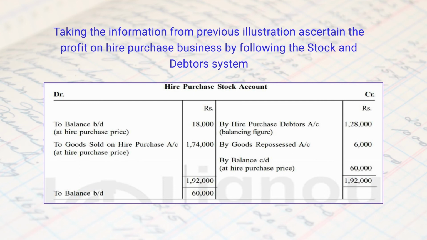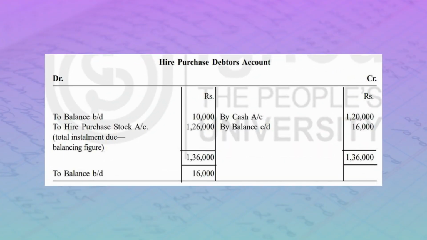This is the amount which we have calculated from the hire purchase stock account. Now this is the balancing figure. Next, the hire purchase debtors account. Hire purchase debtors to balance b/d, this opening balance is given in the question. Debtors opening balance 10,000, it is given.